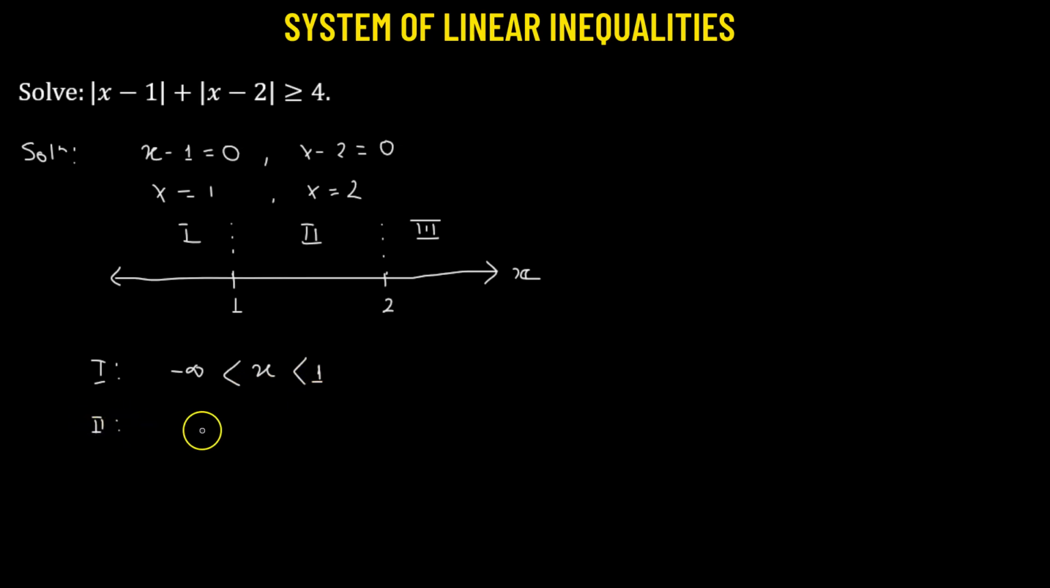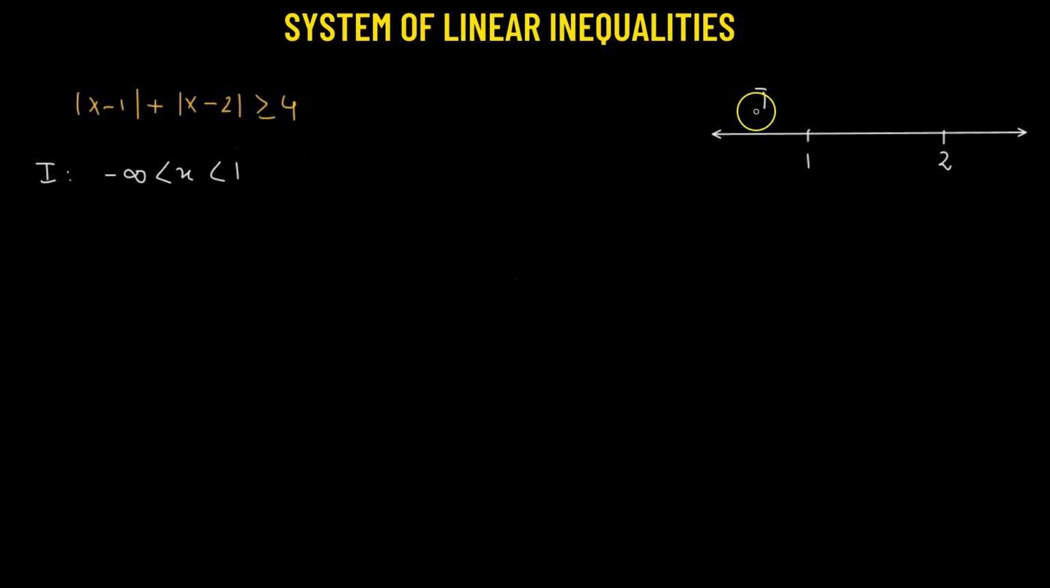Number 2, we have x greater than or equal to 1. So here we are including the value of 1, but x is going to be less than 2. So here we are excluding 2. And 3 will be all the values of x which is greater than or equal to 2, but less than infinity. Right. Now we'll study the behavior of this particular inequality in each of the 3 regions one by one.